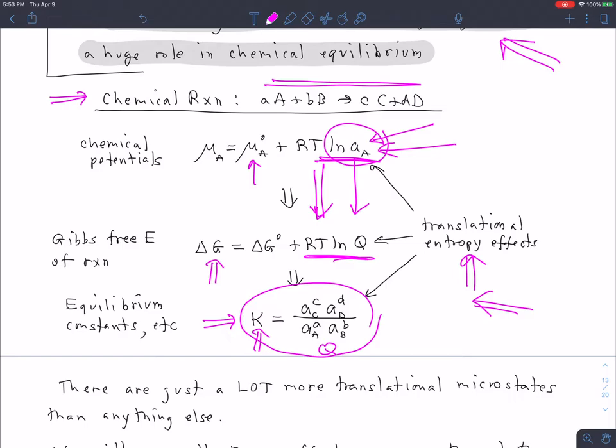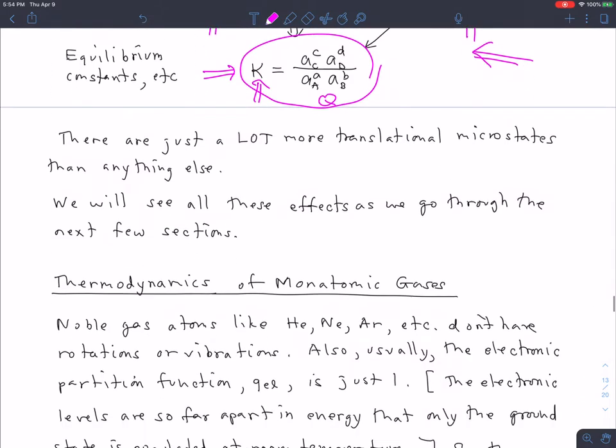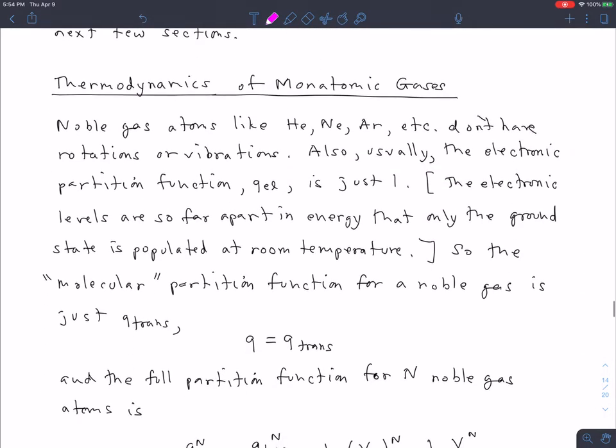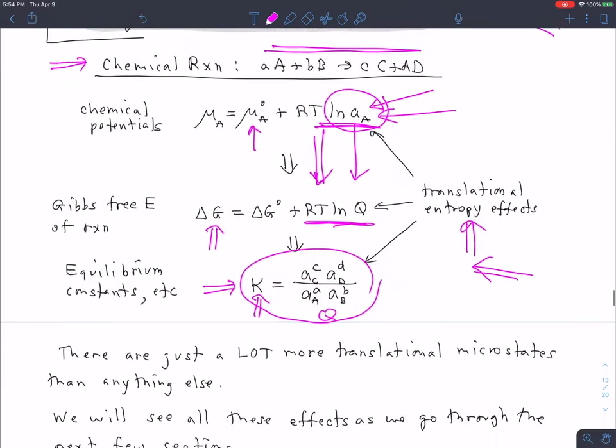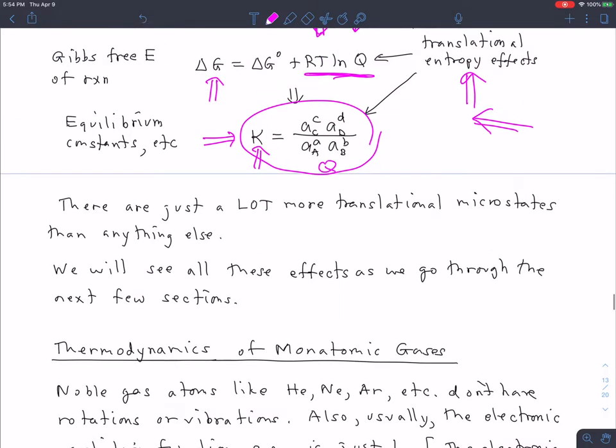All the equilibrium calculations that we've ever done throughout our careers, both you and I, are ultimately boiled down to mostly being due to translational entropy effects. All right. So that is all there is to say for the moment about the translational partition function.